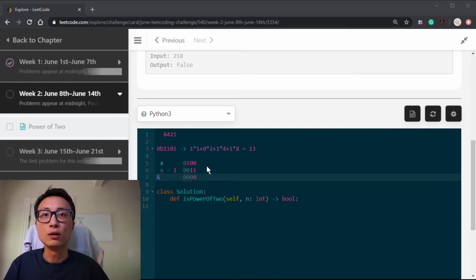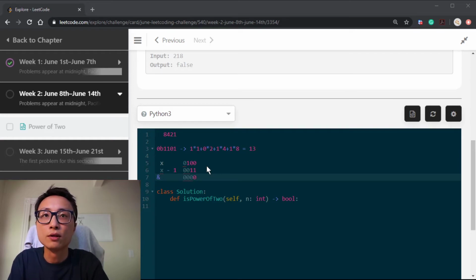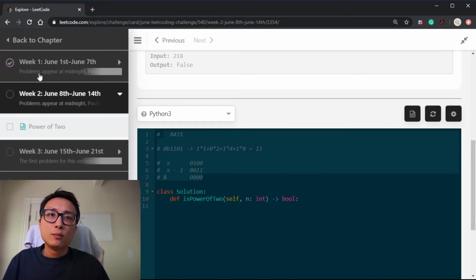It's 0 everywhere. So all we need to do to determine if a number is a power of 2 is to do the AND operation between the number and the number subtracted by 1. If the result comes up to be 0, that means the original x is a power of 2. One special case we need to take care of is the number being positive. If it's a 0, it's not a power of 2. So that's pretty much it.